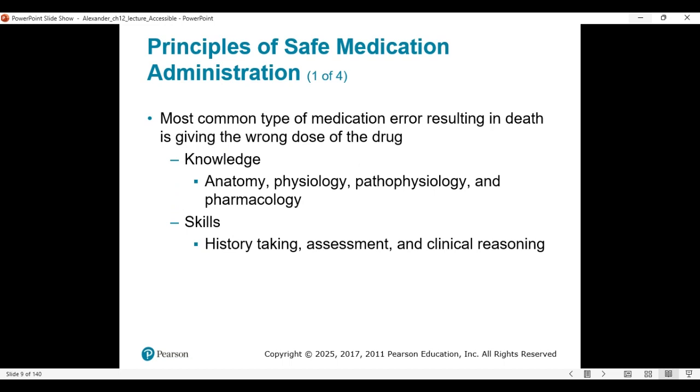So how do we avoid this? It's knowledge of anatomy, physiology, pathophysiology, and pharmacology. We also have to have good skills in history taking, assessment, and clinical reasoning. So we have to know what kind of medications our patients are on. Maybe they're allergic to certain drugs, and we want to avoid giving them that drug or that classification. So this requires good assessment skills.